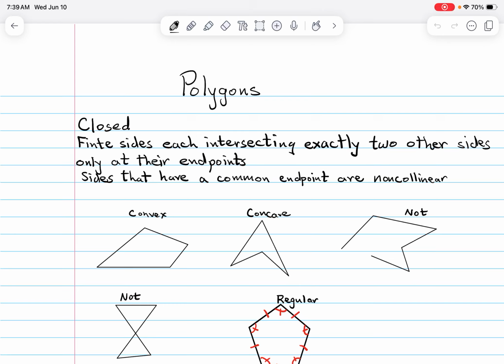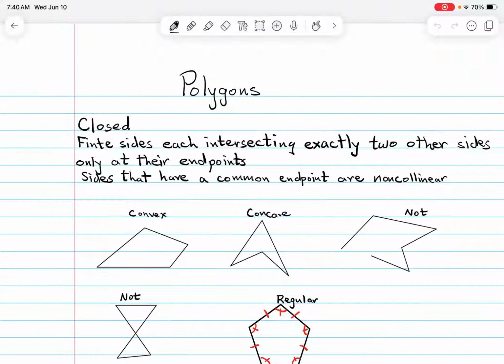Now we're going to talk a little bit more about polygons in general. We've already looked at three-sided polygons, which are triangles, and four-sided polygons, which are quadrilaterals. We talked about parallelograms and trapezoids, but now we're going to talk about what happens if you have more than four sides. What do we call those, and what are some properties of those things?